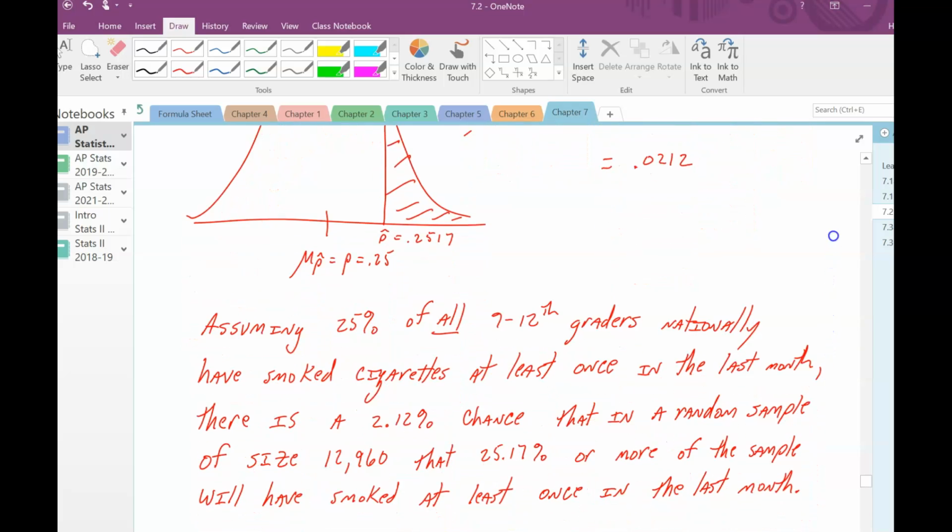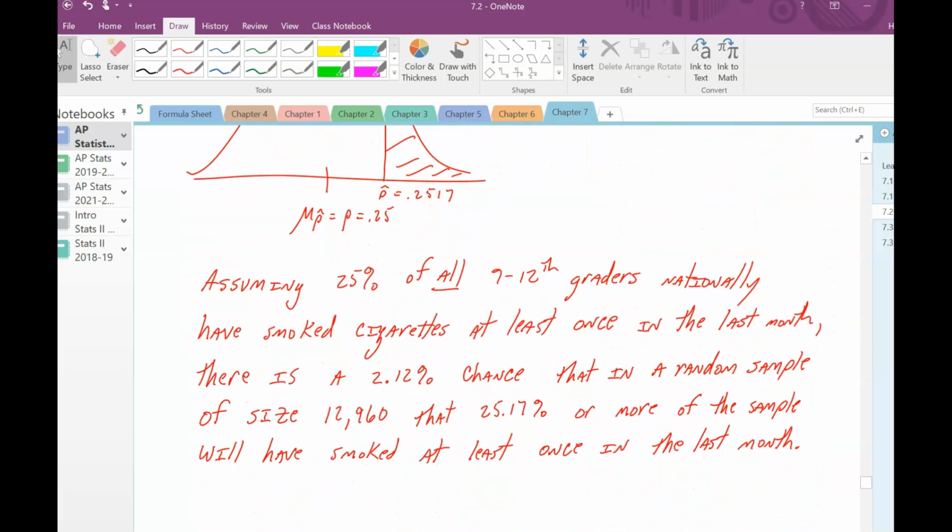So assuming 25% of all 9th through 12th graders nationally have smoked cigarettes at least once in the last month, there is a 2.12% chance that in a random sample of size 12,960, 25.77% or more of the sample will have smoked at least once in the last month.